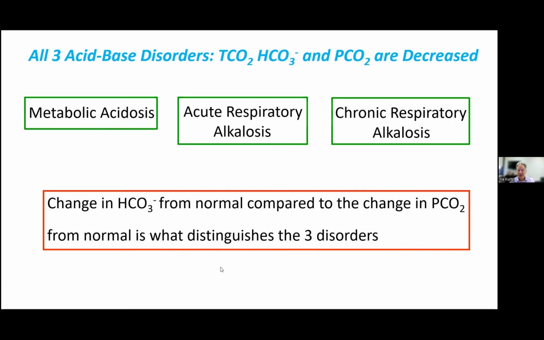And this is the clue, the key point. The change in the bicarbonate, or the total CO2, from normal, when looked at in comparison to the change in the PCO2 from its normal, is what distinguishes these three. They all have a different proportion of change in bicarbonate to change in PCO2, which you must memorize. That's empirical. There's no way to predict that. They each have a different relationship of the change in bicarbonate from its normal level to the change in the PCO2.